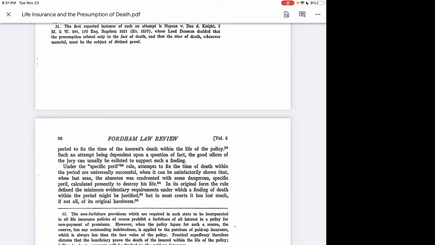Under the specific peril rule, attempts to fix the time of death within the period are universally successful when it can be satisfactorily shown that when last seen, the absentee was confronted with some dangerous specific peril calculated presently to destroy his life. In its original form, the rule defined the minimum evidentiary requirements under which a finding of death within a period might be justified, but in most courts, it has lost much, if not all, of its original hardness.